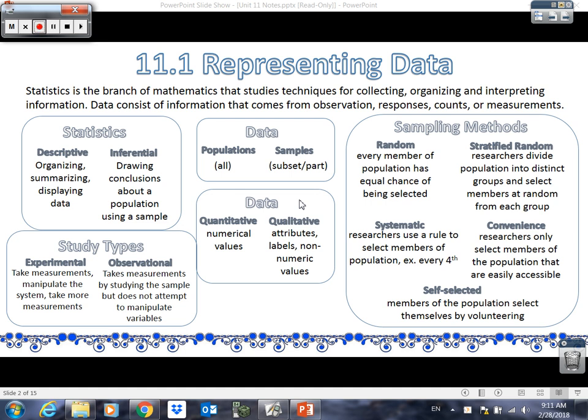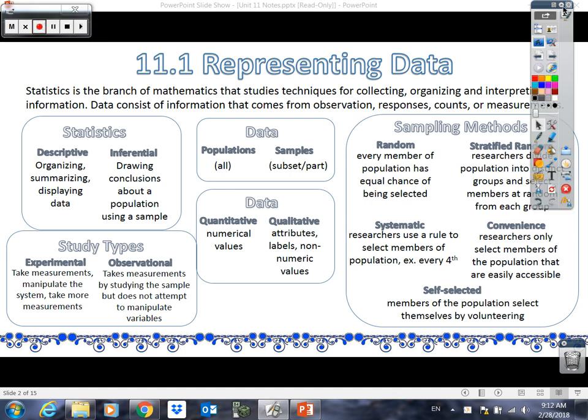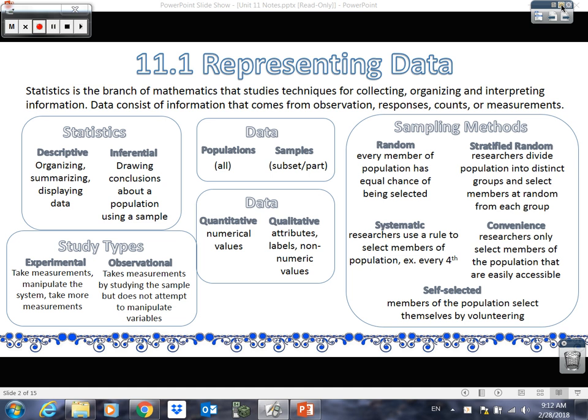represent data. So statistics in general is a branch of mathematics that studies techniques for collecting, organizing, and interpreting information. The data consists of several kinds: observations, responses, counts, or measurements. So let's talk about some specifics.